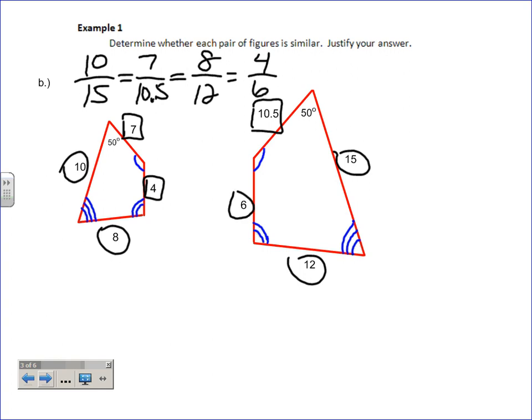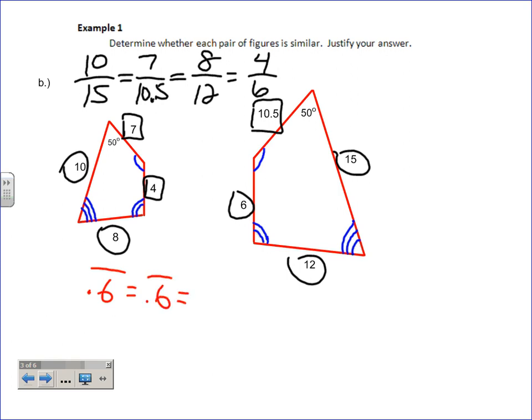So we know the angles are congruent, so we're good so far. So now we've got to check these ratios and make sure they work out. All right, well, so you do 10 divided by 15. And when we do 10 divided by 15, what do we find out? What is it? Is it 0.6 repeating? So in other words, 2/3, or if you want to write 0.6 repeating, that's fine. Is 7 over 10.5 also 0.6 repeating? It is? Okay, so far, we're doing very good.